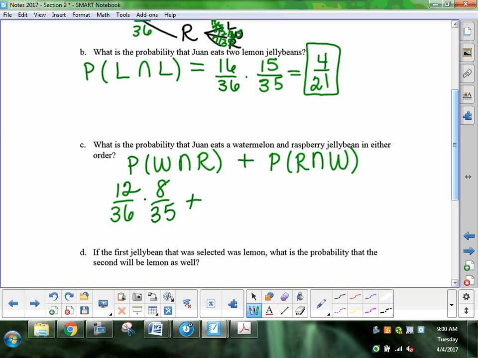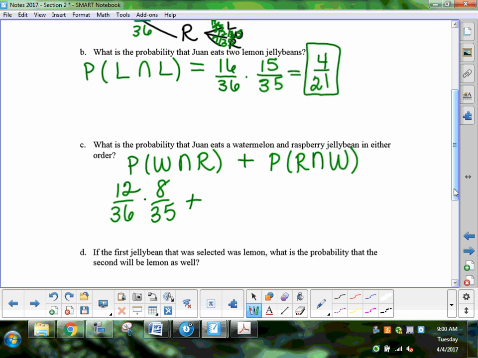Plus, now we need to compute the second half of this. And Kirsten, what's that going to look like? Go into your calculator, you can do this all at once. Another thing that you all need to keep in mind, if the condition is saying and, you multiply. If it's an or, you add.